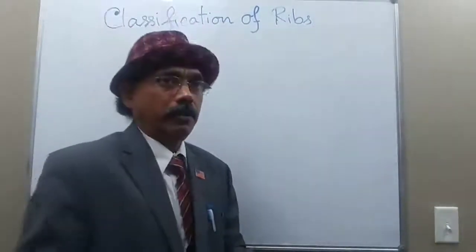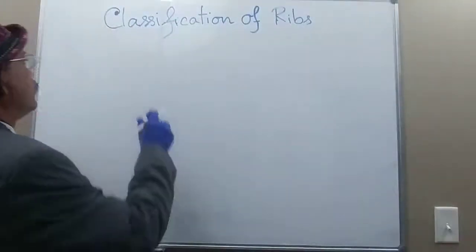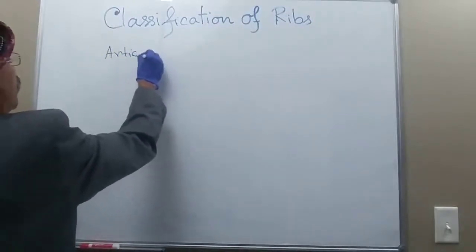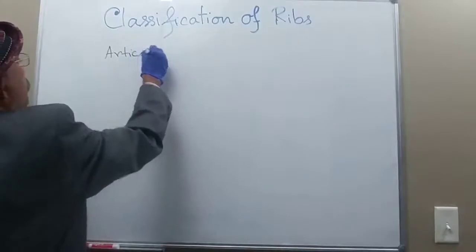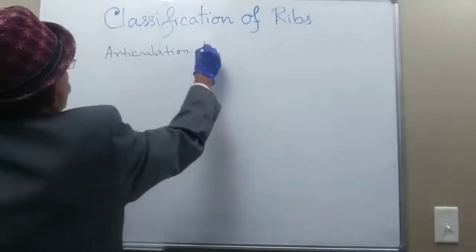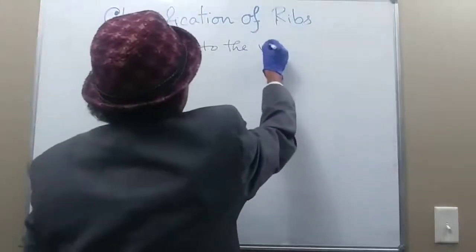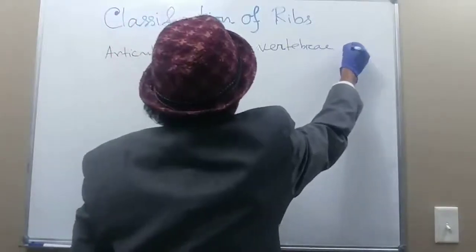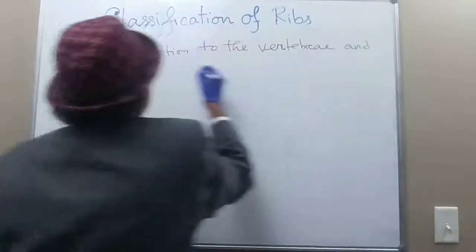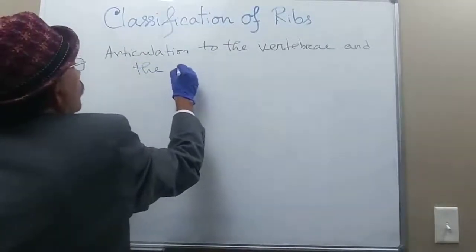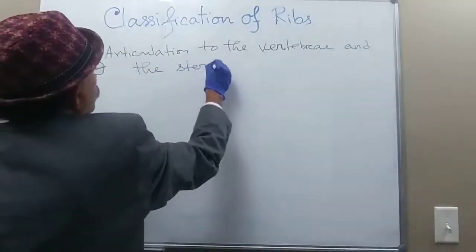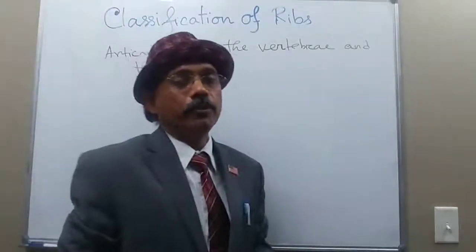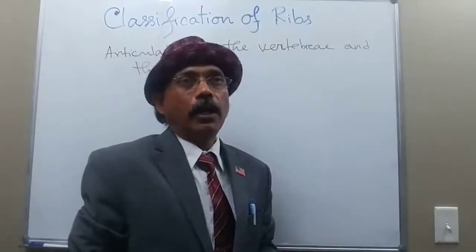So we will classify according to its articulation, classification according to articulation, to the vertebra and the sternum. Okay. So the ribs which articulate with the vertebra posteriorly and anteriorly to the sternum are the true ribs.